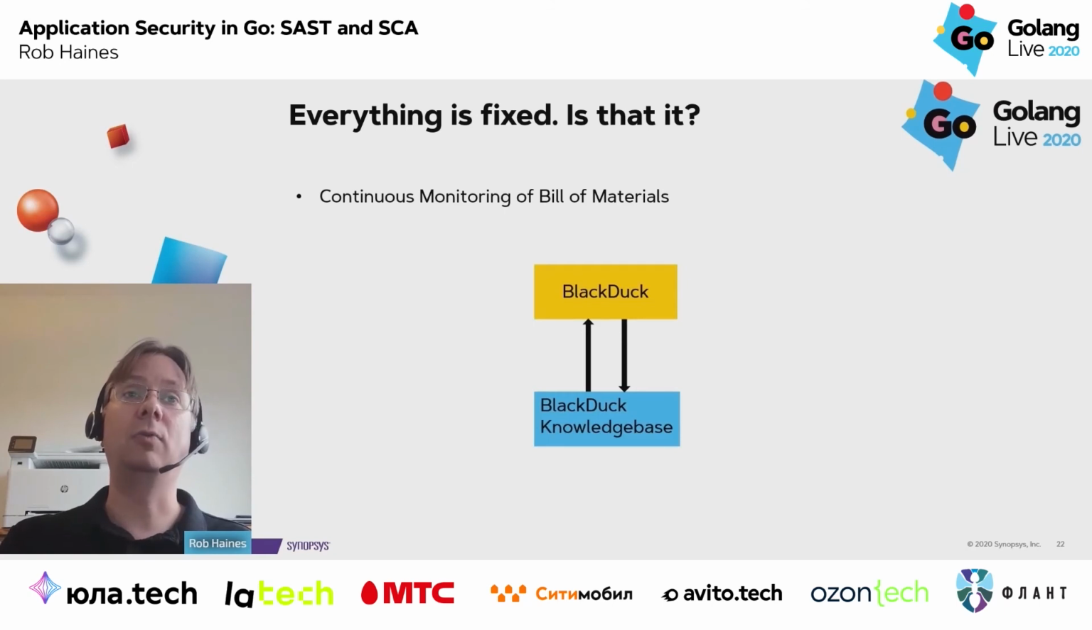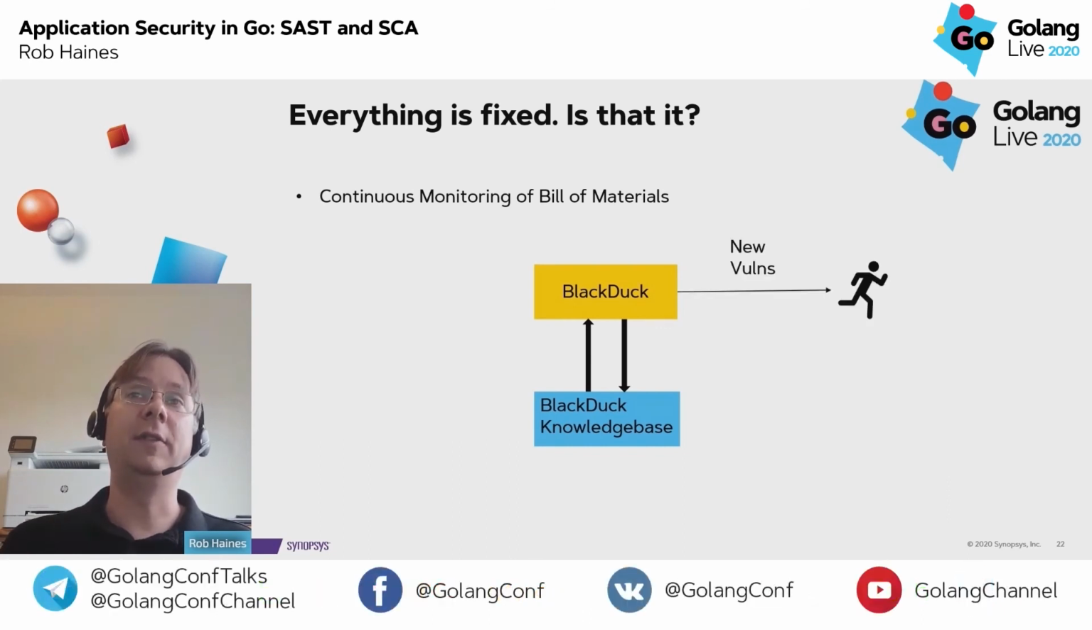So tools like Black Duck will monitor your bill of materials. That is the list of all of your open source, and it will talk back to our knowledge base. And if there are new vulnerabilities, we will find these and send these. The guy's running there because he's panicking because of his new vulnerabilities. And of course, we can alert you by email, but we also find that we get a better response if we talk to people on Slack or Teams as well.